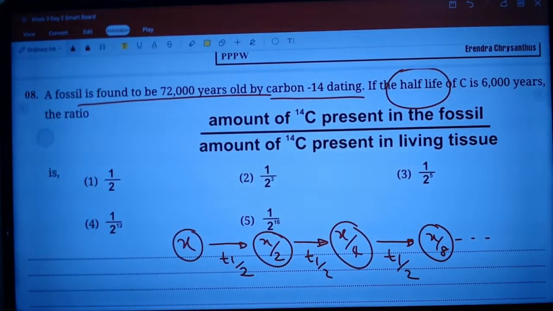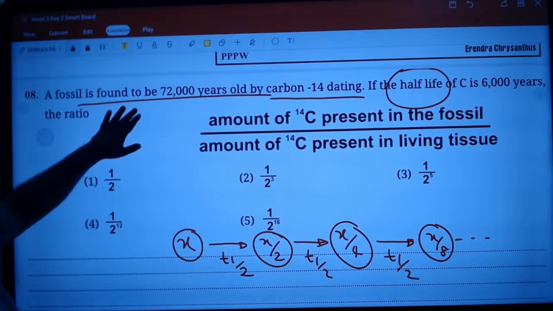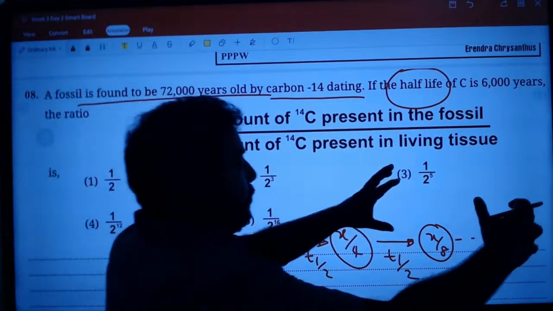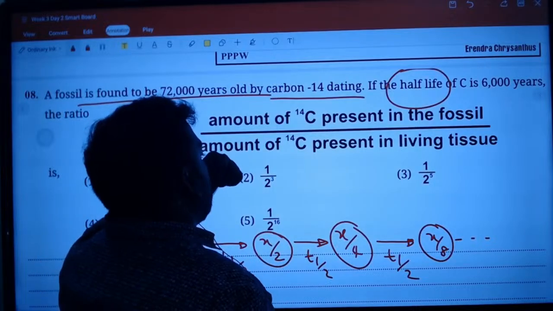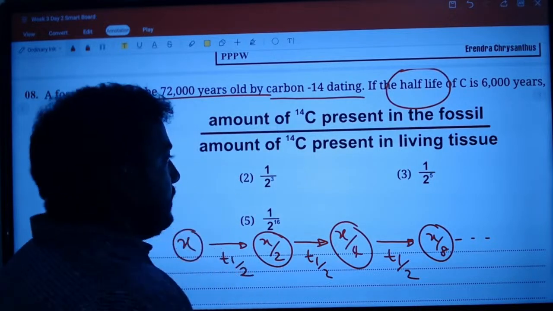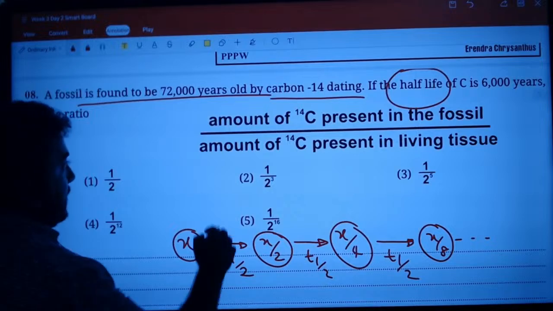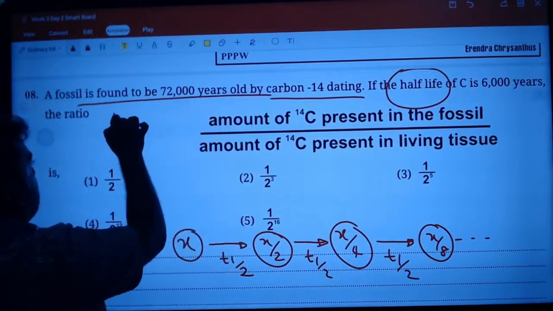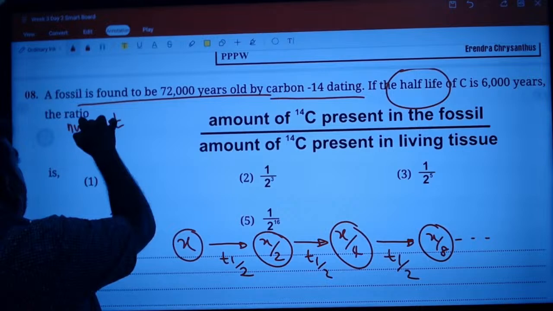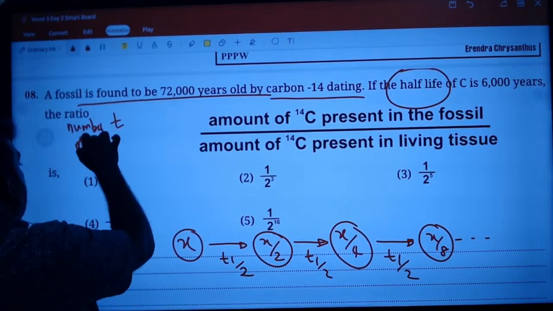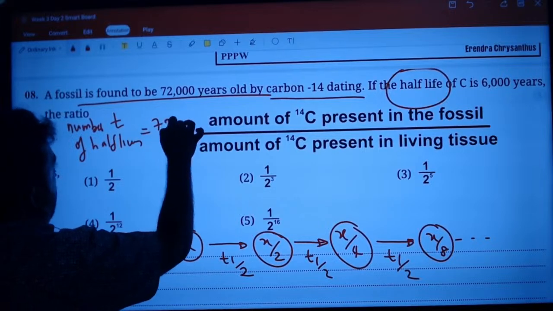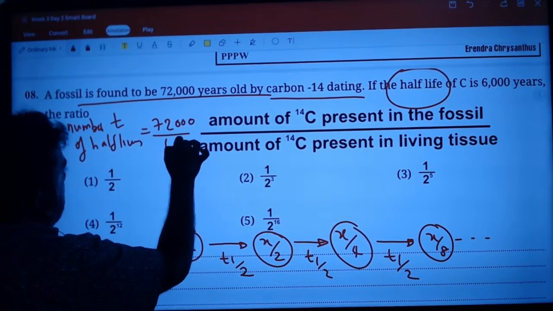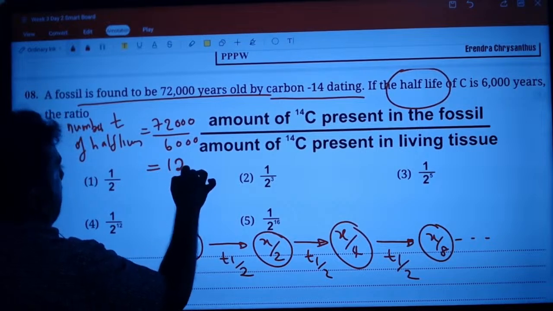What are they telling you? Fossil is found. Fossil means what you find at the end. Fossil is found to be 72,000 years old. Half-life is 6,000. That means in 72,000 years, how many half-lives are there? Number of half-lives: 72,000 divided by 6,000, you will have 12 half-lives.